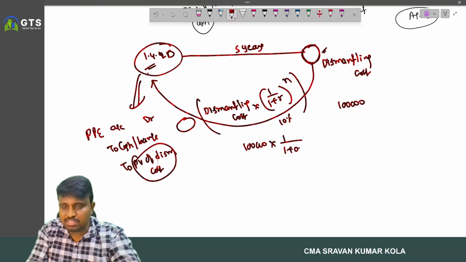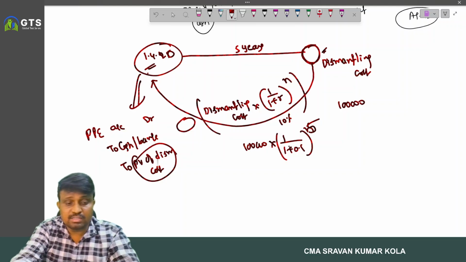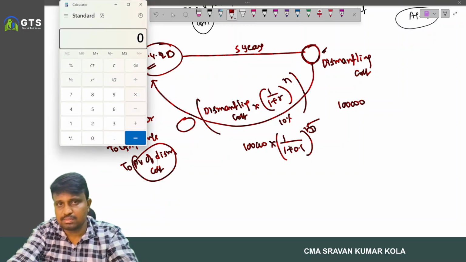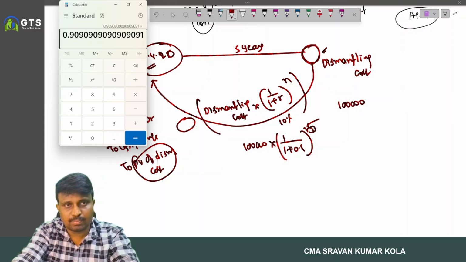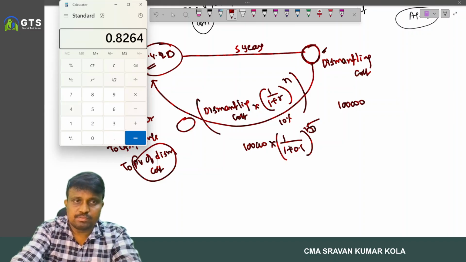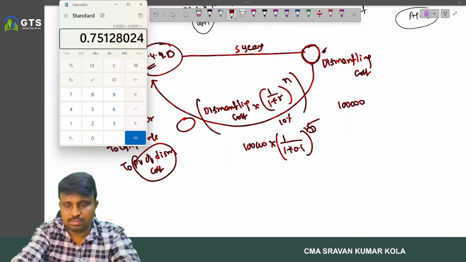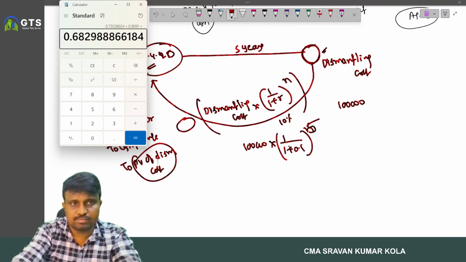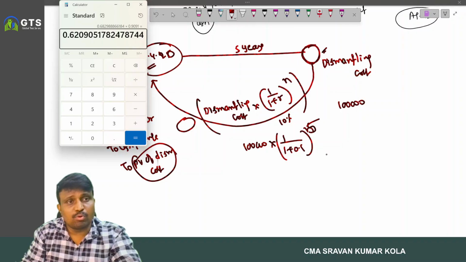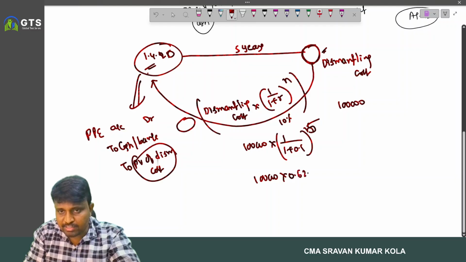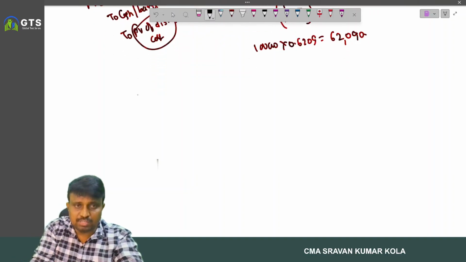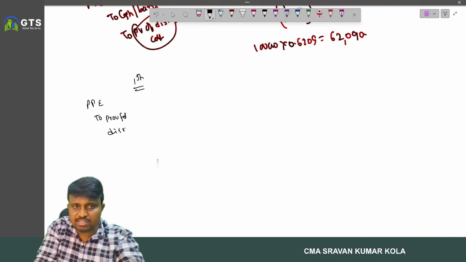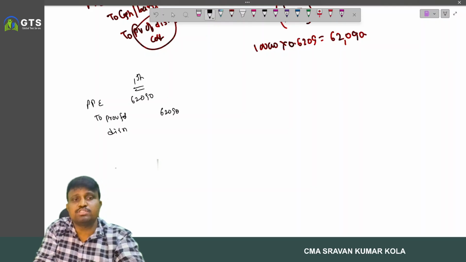So 1 lakh into 1 by (1 plus 0.1) whole power 5, which totals 0.6209. So 1 lakh into 0.6209 is nothing but 62,090 rupees. Initially, at the beginning of the first year, we write the entry: PPE account debited to provision for dismantling cost 62,090. I am writing the entry only for the provision for dismantling cost.